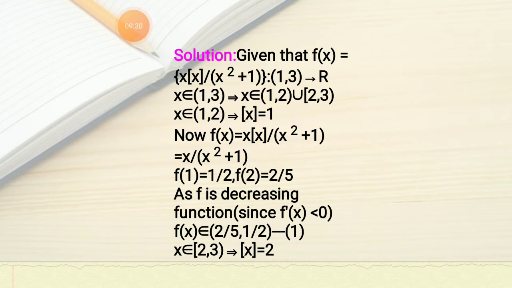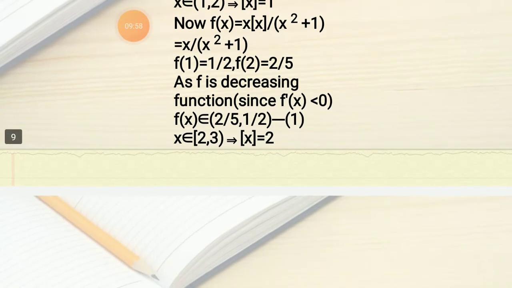But here f is a decreasing function because its derivative is negative. If you find the derivative, it becomes negative in the interval (1, 2). So we take the starting value as 2 by 5 and the ending value as 1 by 2. So the range of f is the open interval (2 by 5, 1 by 2). Whenever x belongs to the semi-open interval [2, 3), floor x becomes 2.